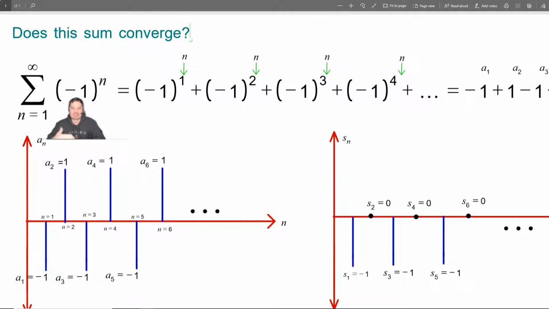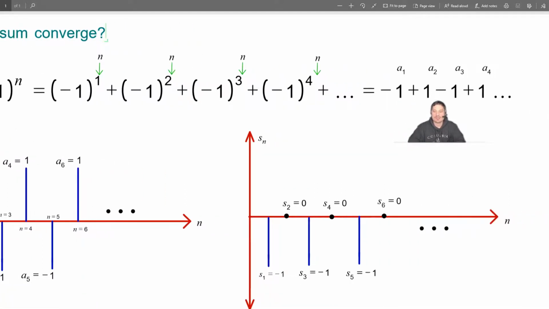Let's write this out a few times for different values of n. When n is 1, the exponent is 1, you get negative 1, plus negative 1 raised to n equals 2, plus negative 1 raised to n equals 3, plus negative 1 raised to n equals 4, and then dot dot dot. Notice the base doesn't change, it's always negative 1. I'm showing you only 4 of these; in reality, this continues forever.